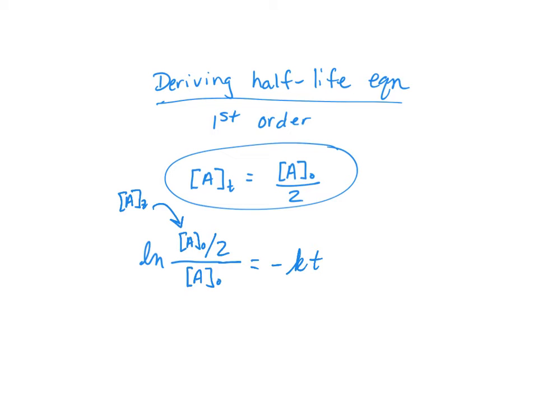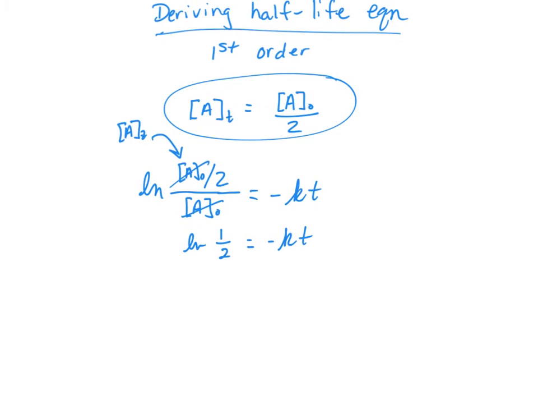So then, hopefully you can see that we'll end up with A at time 0 canceling, and we'll have natural log of 1/2 is equal to minus K times T. And by doing this, we're also going to put T 1/2 here, just to specify this is the half-life. So natural log of 1/2 is equal to minus 0.693, and so that's equal to minus K times T 1/2.